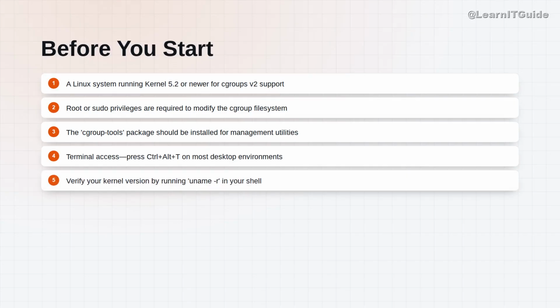Before we get into the terminal, you need to be prepared. You need a Linux system with a reasonably modern kernel, at least version 5.2, to fully utilize the cgroups V2 features we are discussing today. You absolutely need root or sudo privileges because you are modifying the kernel's view of the system. Make sure you have the cgroup tools installed and verify your kernel version using the command shown on screen. If you are on a standard server distribution, you likely already have this ready to go. Take a moment to review each point shown on screen.